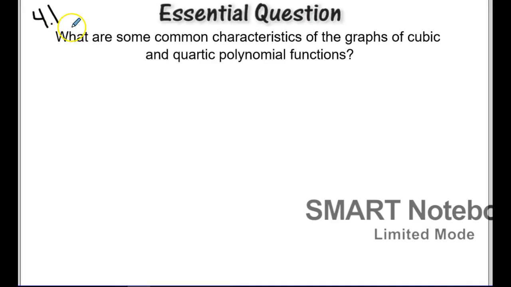Right, here we're looking at section 4.1, and you really just need to ignore this for right now. We're working on it. So our essential question for this section is, we're really just starting this new chapter, and we're going to be dealing with polynomial functions, okay? So our big question is, what are some common characteristics of the graphs of cubic and quartic polynomial functions?